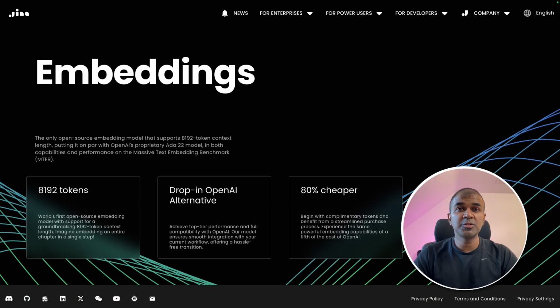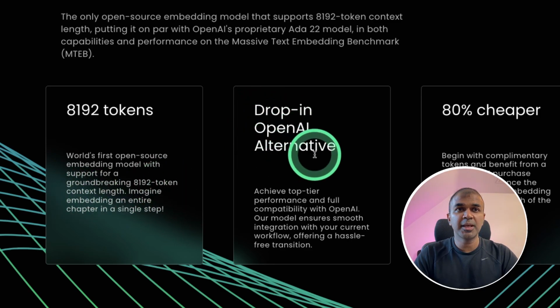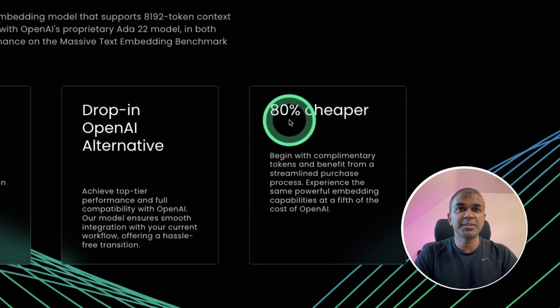The reason why we are using Jina for embedding is because it's the world's first open source embedding model with support for a groundbreaking 8192 token context length. It is a drop-in alternative to OpenAI and it is 80% cheaper.